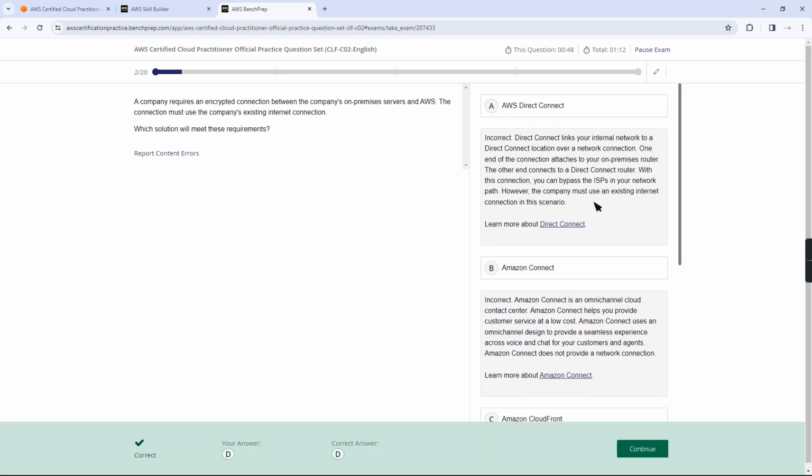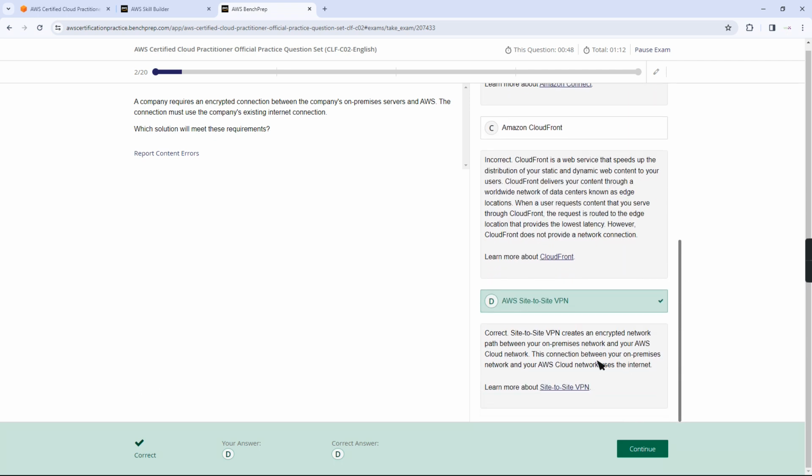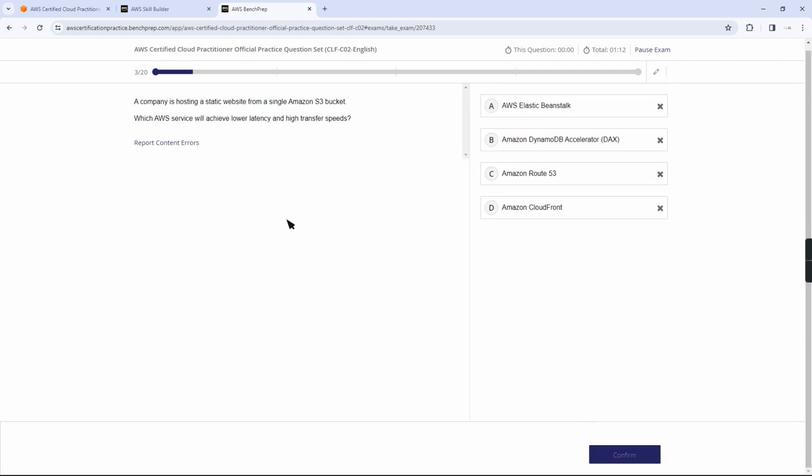So all the detailing is provided here. Please go through all these details. Why it is correct, why it is incorrect, and all those details.